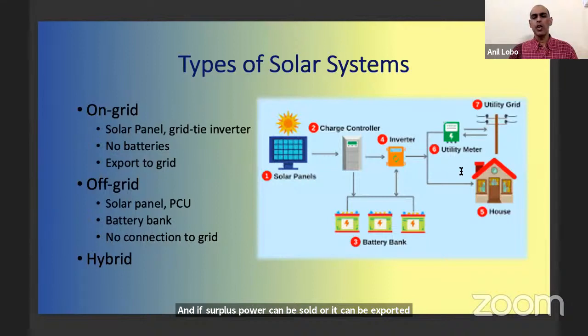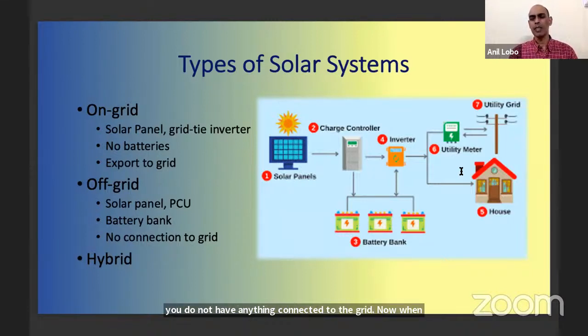And finally, you have the hybrid system. The hybrid system is a combination of the on-grid and the off-grid system. A hybrid system uses a battery bank, a charge controller, and an inverter. An off-grid system, by the way, does not have the utility grid. You do not have anything connected to the grid. Now, where will you install an off-grid system?